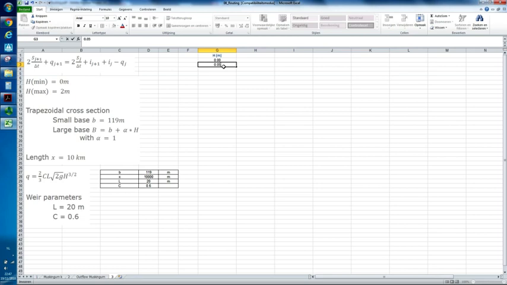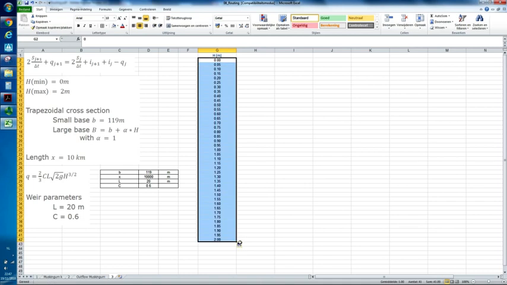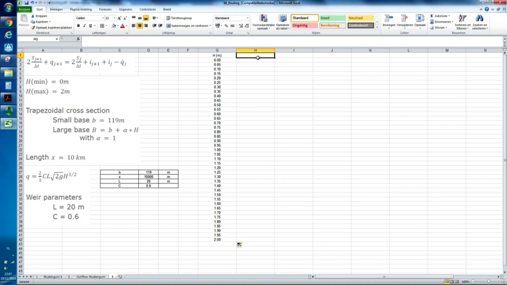And we go, for example, first in steps of 0.05. So we go from 0 to 2 meters, like this. So these are all possible H values above the weir crest. So the water level above the weir crest can be 0, 0.05, 0.1, 0.15, and so on and so forth. And we can calculate a corresponding storage value. In this case, it's a volume, so in cubic meters, based on this H value.